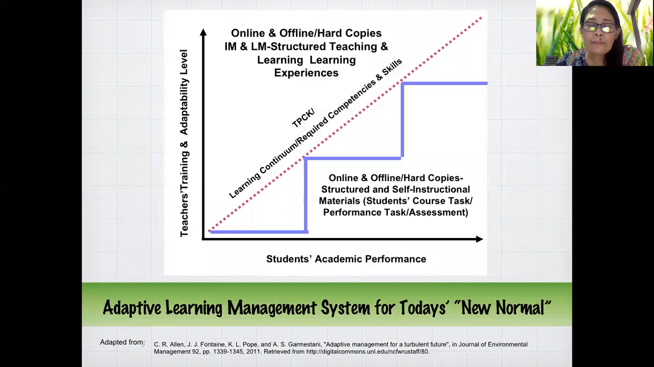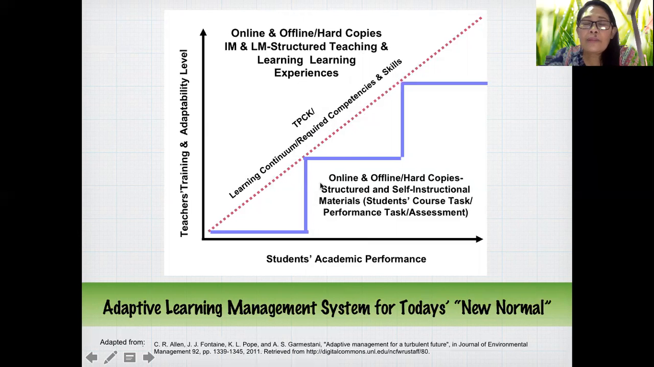So in my model, I adapt the development model of input, process, and output, the IPO model. I represented the input as the vertical line, and the output, the student academic performance, is represented by the horizontal line. The process is enclosed by the two lines, the vertical and the horizontal.